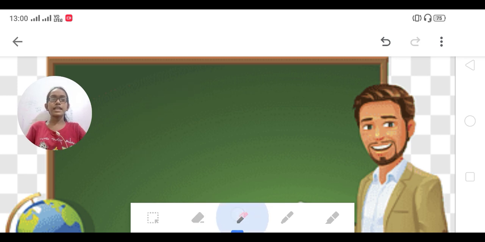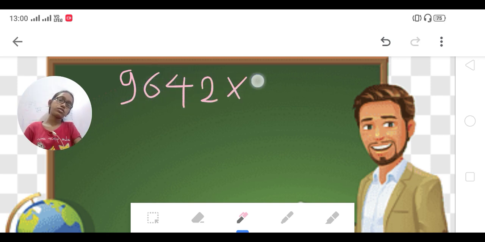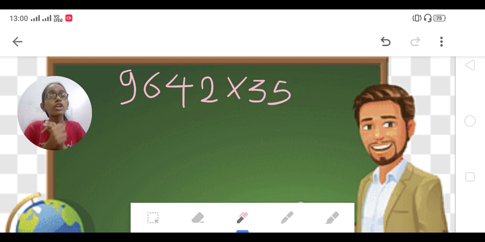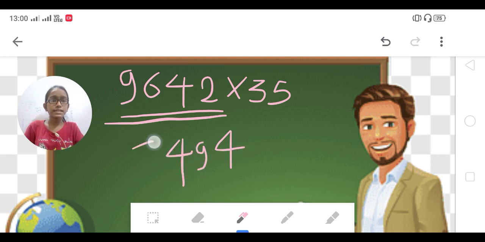Now, let's understand this by taking some examples that will help us more and more. Let's take a random example, 9642 into 35. In order to multiply any number with 35, first multiply the number with 7. Multiplication with 7 is even easier; you can multiply any number with 7 easily. So 9642 multiplied by 7 would be 67494. Simple, very simple.